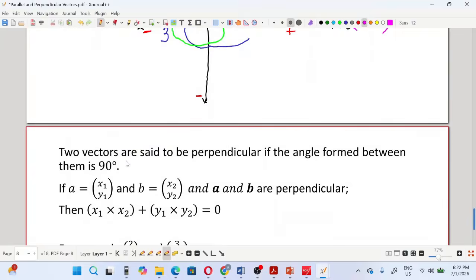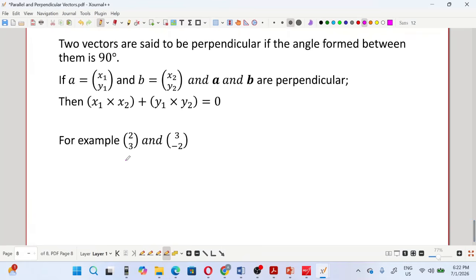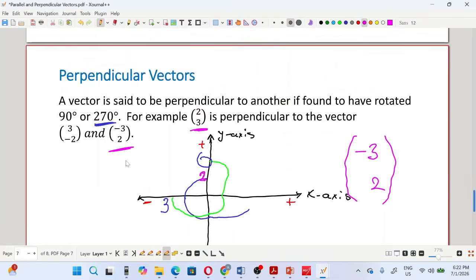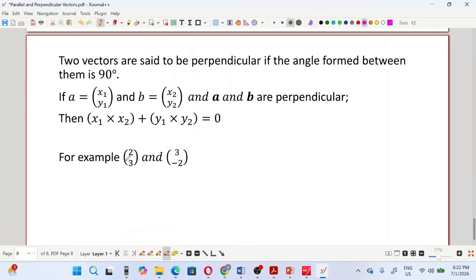And there's another definition for perpendicular vectors. So you can either deal with this using the rotation or with this particular definition. It says 2 vectors are said to be perpendicular if the angle formed between them is 90 degrees. As I did the first one. If I have a line like this and I want to find out what line is perpendicular, then if I just draw a line through it and the line is 90 degrees, then this is perpendicular, right?